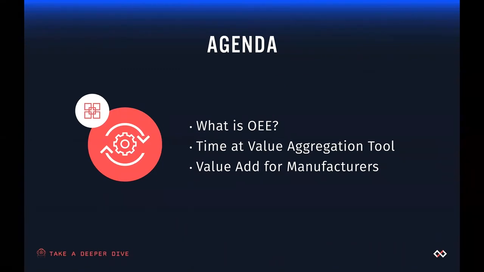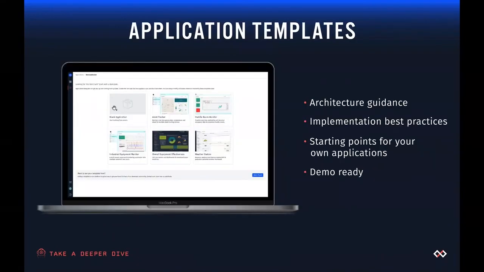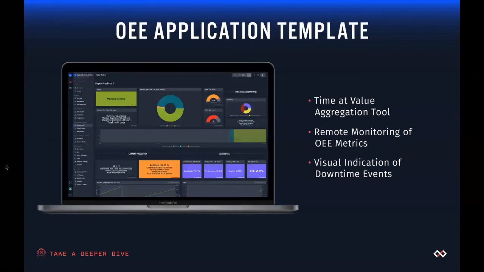so important in manufacturing. Now, you've heard me use this term a couple times, application templates. For those of you unaware, application templates are resources within the Losant platform that provide a set of real-world reference implementations that you can use for architecture guidance, implementation best practices, and starting points for your own applications. And what's great is these are all in a demo-ready format thanks to their ability to simulate device data. Now, I also have a background in manufacturing and industrial environments similar to Maria. And the value of the OEE template to me, when I first saw it, was immediately apparent.